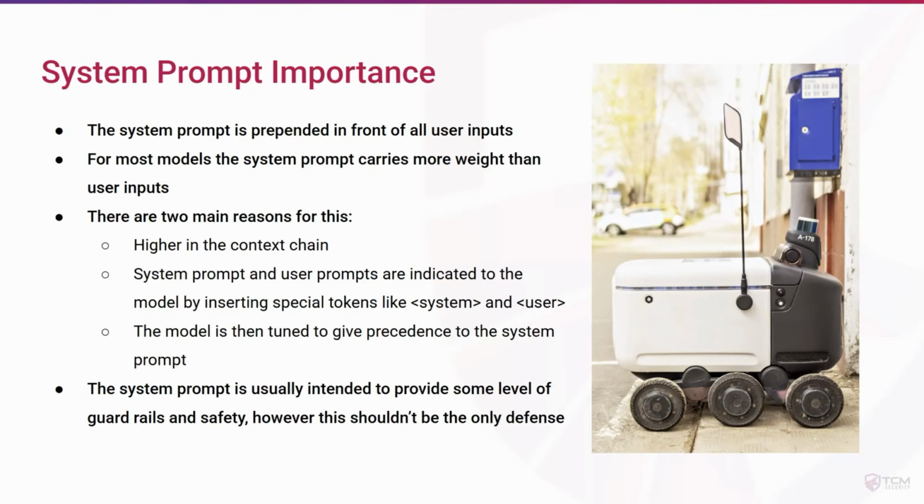There's two main reasons for this. One is that it's higher in the context chain. And this means that the model is generally going to put more weight to that first instruction than the last one.